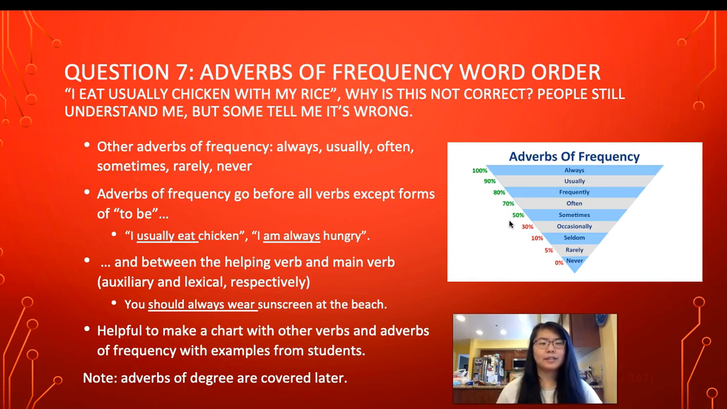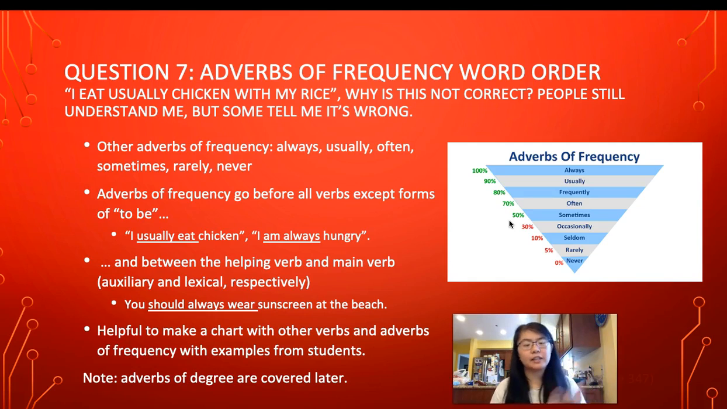So adverbs of frequency, the general rule is that they go before all verbs. They go before all verbs except forms of to be. To be is one of the most frequent verbs we use in the English language. It is also the exception to a lot of the rules, as you can see.